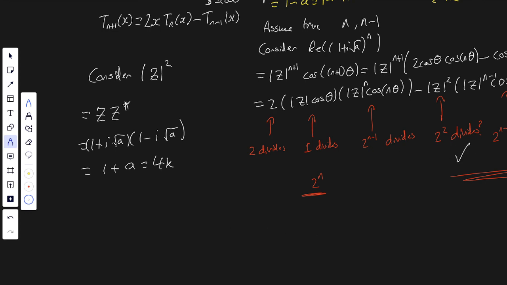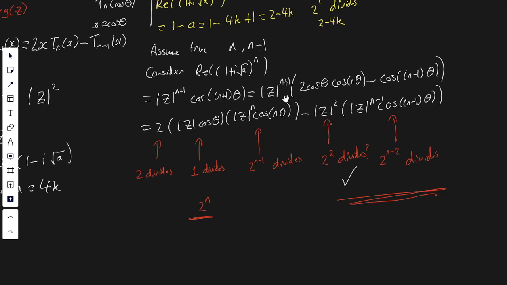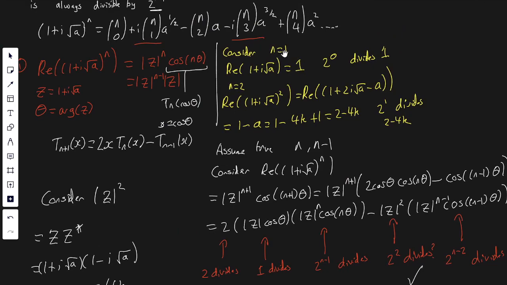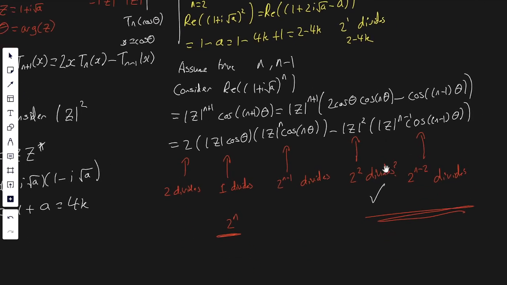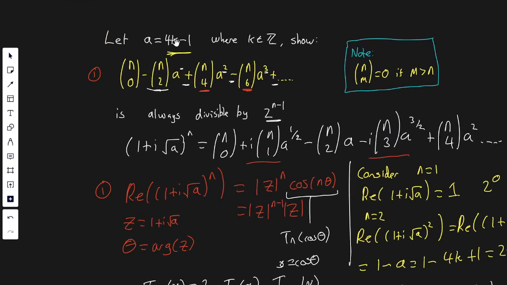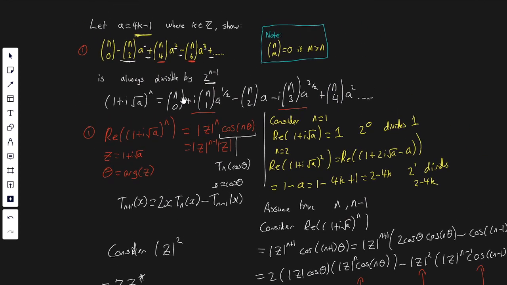So our induction works. We've shown if it's true for n and n minus 1, it is also true for n plus 1. We've shown it for our two base cases, n equals 1 and n equals 2. And so we're finished. We've proven that for all k in the integers, this is going to be divisible by 2 to the n minus 1 for all n as well. I think it's a really nice proof.